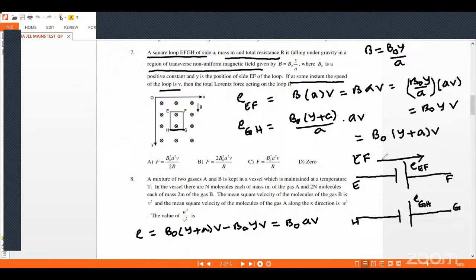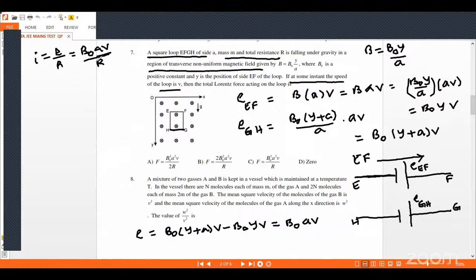While deciding the net induced EMF, these polarities play a vital role. We need to understand here the vital role of the polarities. That decides the direction of the induced EMF. So, induced current I equal to E by R. That is nothing but B naught AV by R.